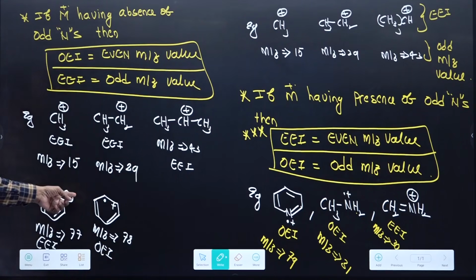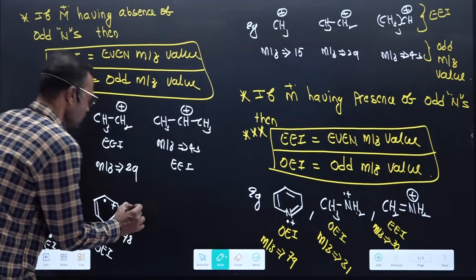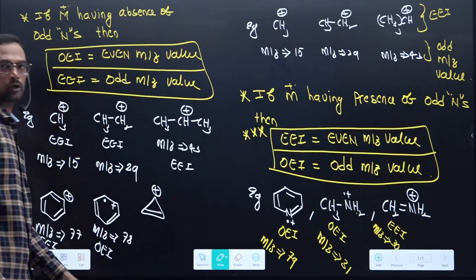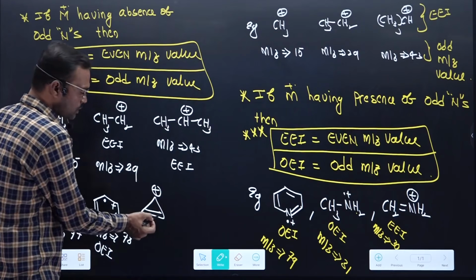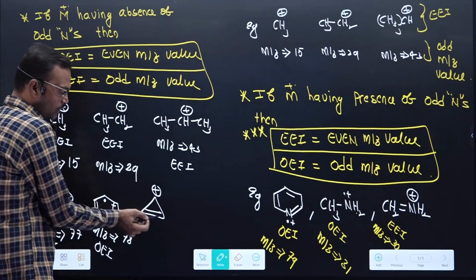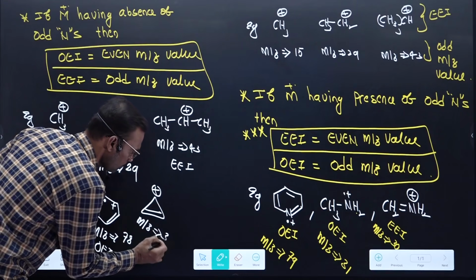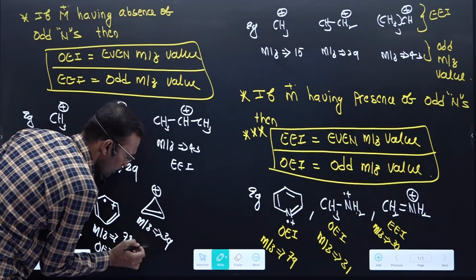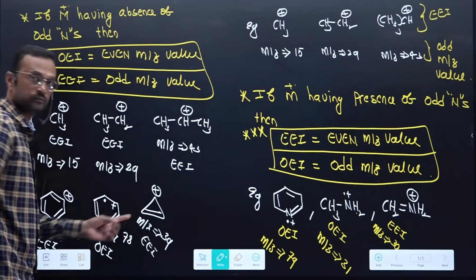So this kind of example is very high in number compared to this, because here nitrogen is mandatory. If I take the cyclopropenyl cation, an aromatic skeleton, the m/z value is 36 plus 3, which is 39. There is no nitrogen, so is it an even electron ion or not? Yes, it is an even electron ion.